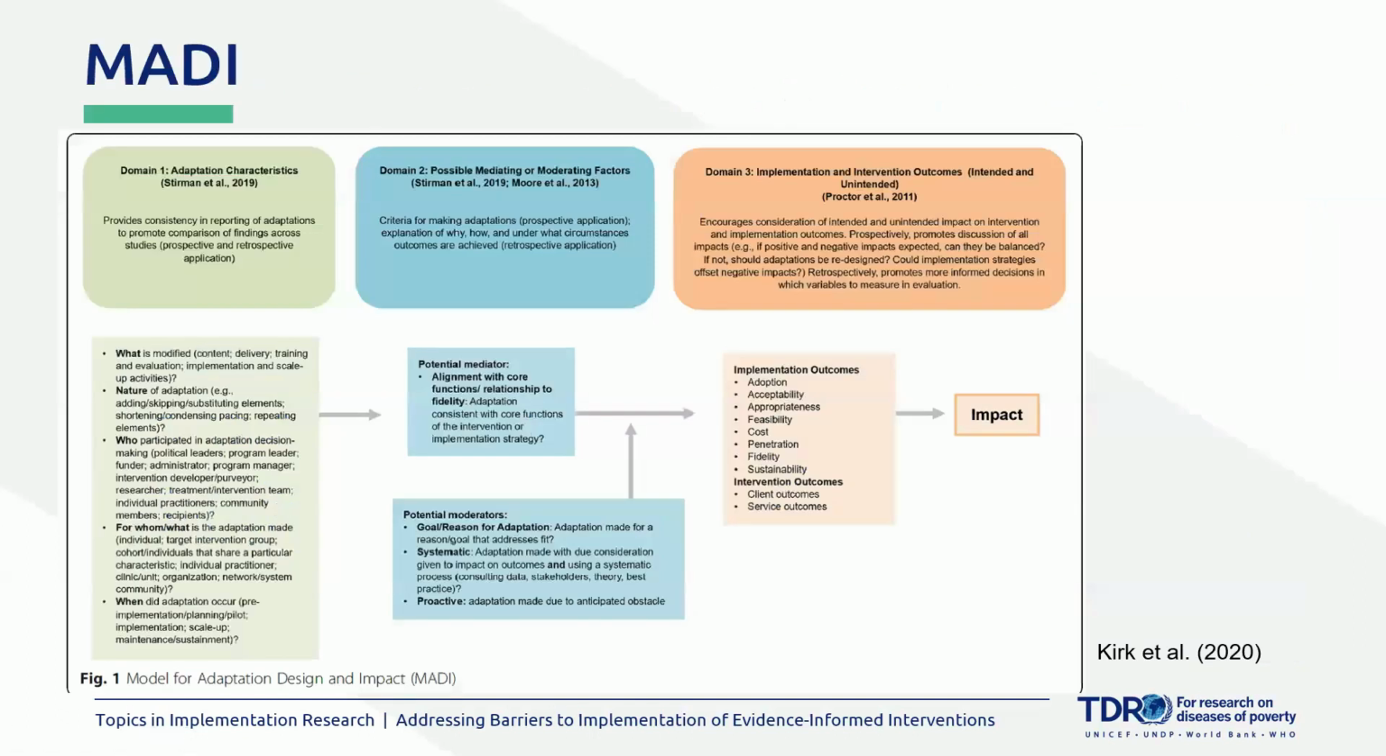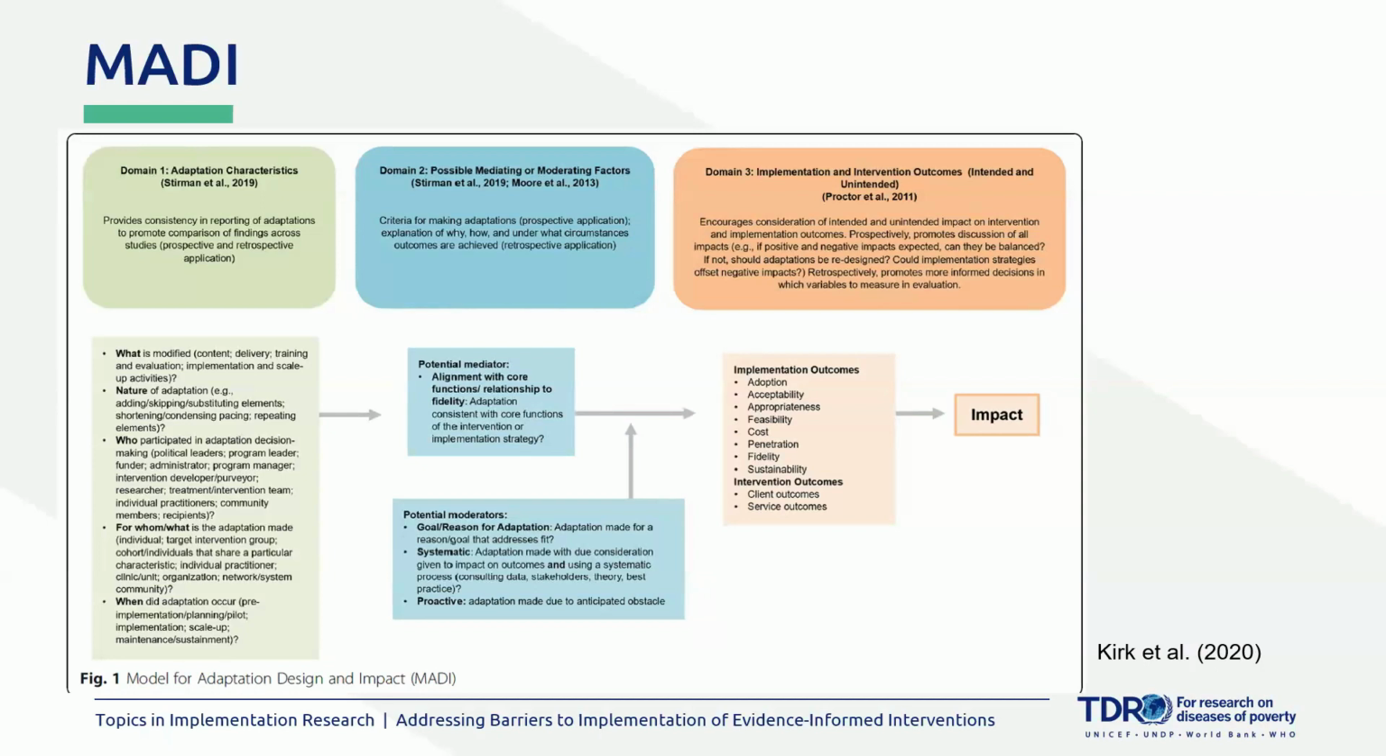Sorry about the picture. I know the writing may not be very clear, but the MADI framework has certain domains. For example, if you are thinking about adaptations, what are the characteristics of that? So the first domain is about adaptation characteristics. Underneath that, we think about what is being modified, what kind of adaptation is being made, who's making the decisions, for whom is that adaptation made, and when does that adaptation occur. So this is under the first domain.